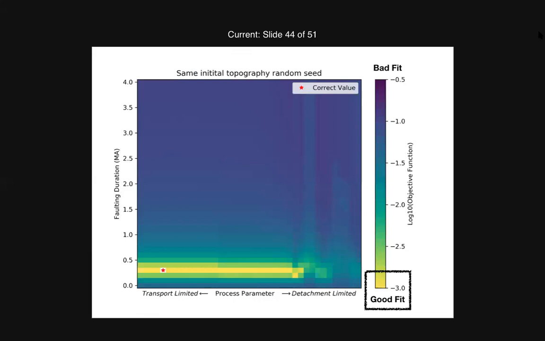We have a yellow region that's extending across this process parameter. And we see some numerical striping in this area, and I haven't fully figured out if that's related to the model or the objective function or some interaction. I think what this shows is that if we're using the slope area relationship as our objective function, in this highly idealized case in which I use the exact same initial topography random seed as the initiation of the model, we wouldn't necessarily be able to tell where we are other than to say we're not detachment limited, but we would infer the timing of the faulting reasonably well.